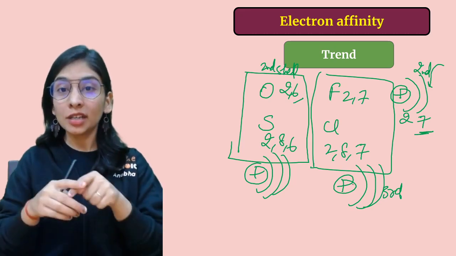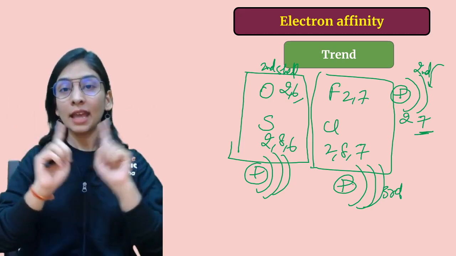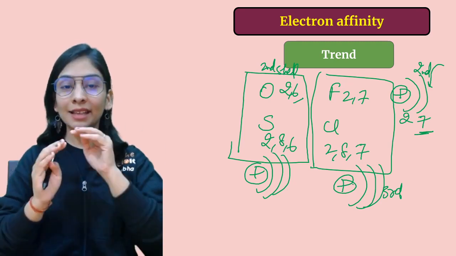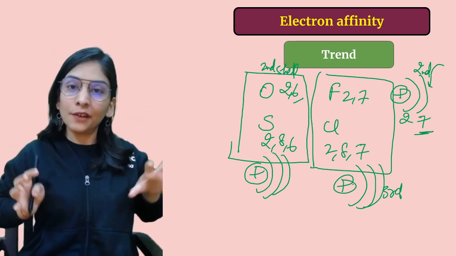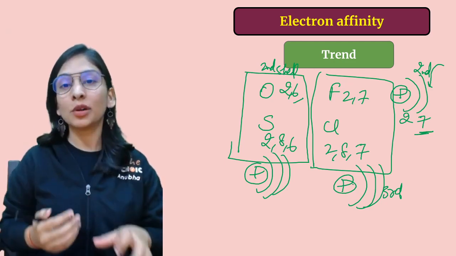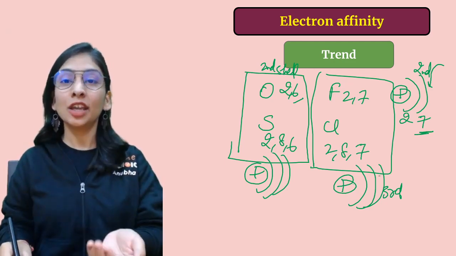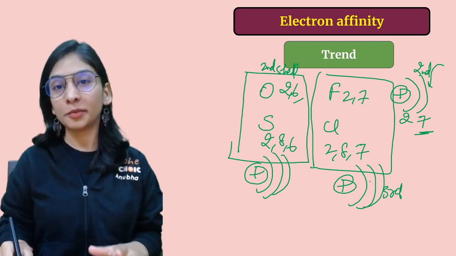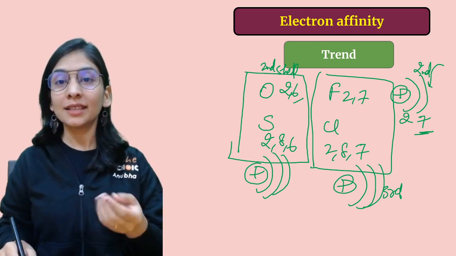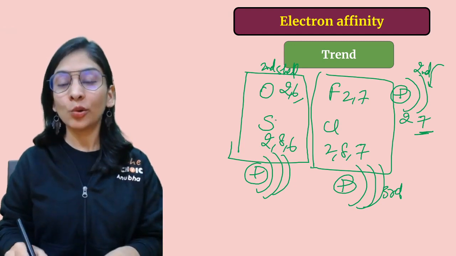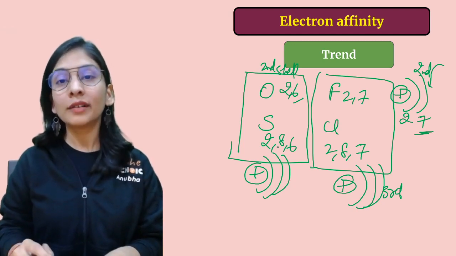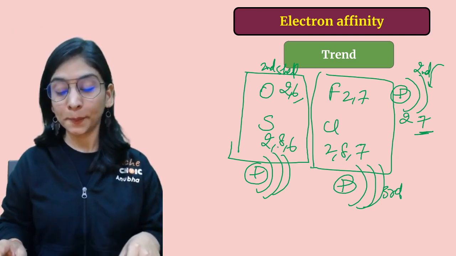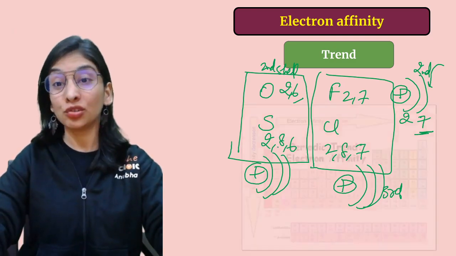But in the case of the third shell, it is comparatively bigger in size with a capacity of 18 electrons, and the electrons are scattered at a very far distance. So when an electron comes, it is more attracted by the nucleus and there is negligible repulsion among them. So there is a small exception: chlorine and sulfur will show more electron affinity in their respective groups than fluorine and oxygen. A question can come from the same, and you should know that.